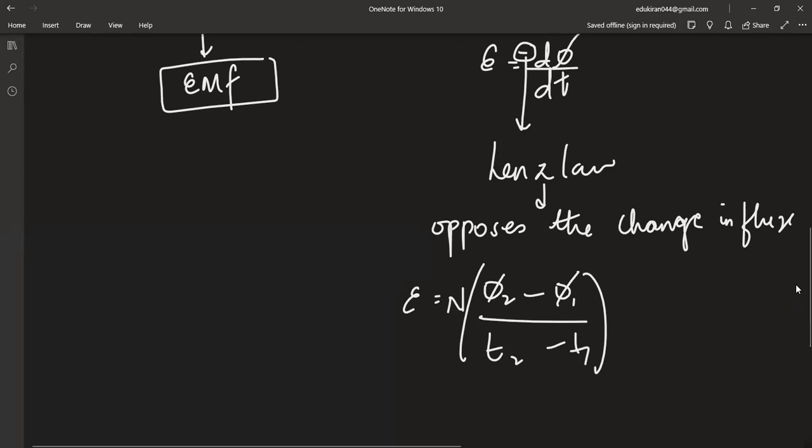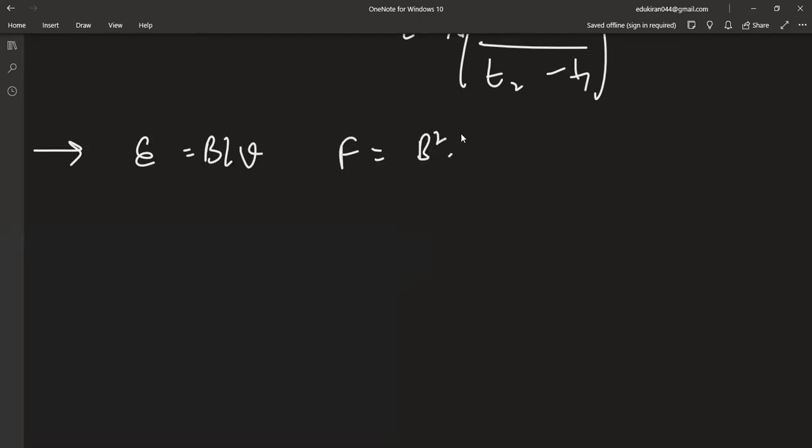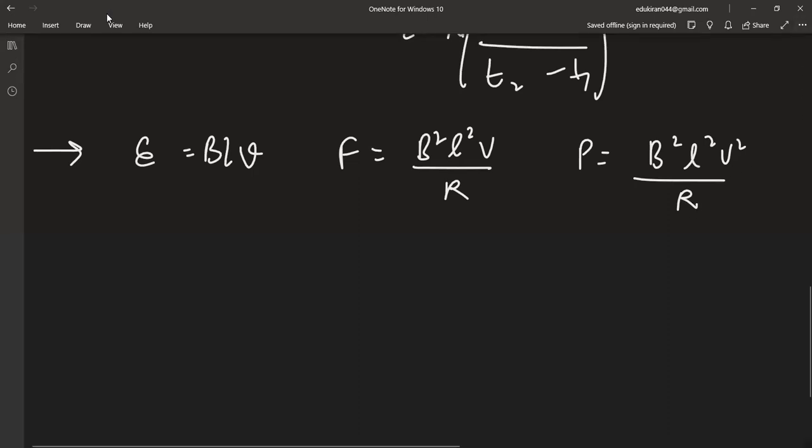Then you have the concept of motional EMF. Motional EMF means the EMF that is induced when the body is in motion. Magnetic Lorentz force acts on the free electrons of the conductors. So you have E is equal to BLV. From there, you have the formula of force as B squared L squared V divided by R. And further, you have power, which is equal to B squared L squared V squared divided by R. Clear?